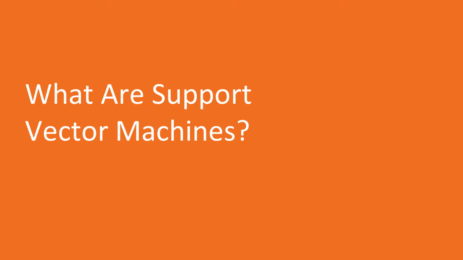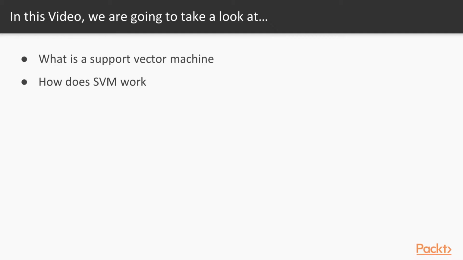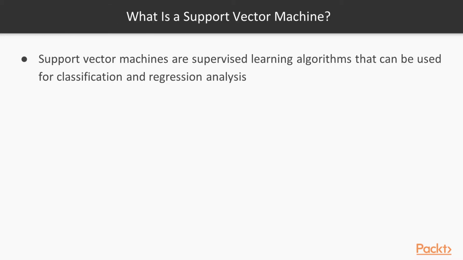In this video on what are support vector machines, we are going to see what are support vector machines and see how they work. Support vector machines are another example of supervised learning algorithms that can be used for classification and regression analysis. In the case of support vector machines, the examples are represented as points in space.